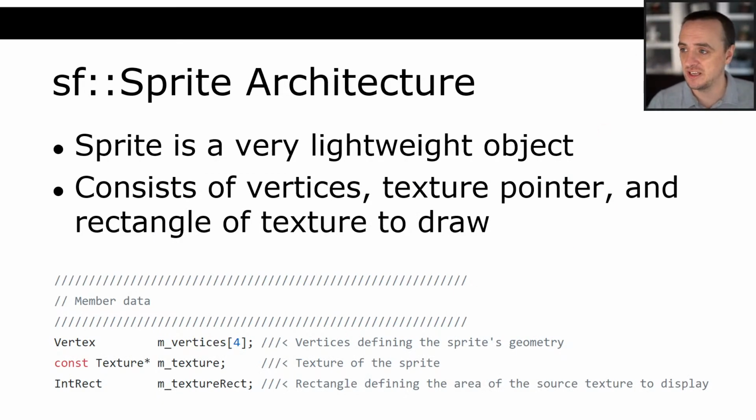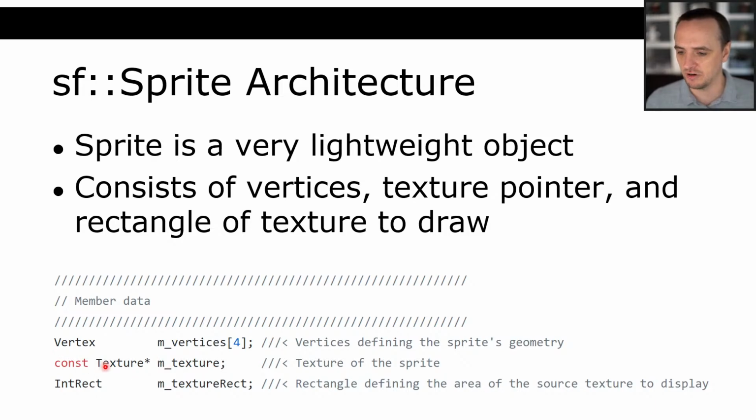How is the sprite actually implemented within SFML? Well, it is a very, very lightweight object. So it consists of vertices, a texture pointer, and a rectangle of the texture to draw. So what does that mean? Well, down here, this is literally copied and pasted from the source code of the sprite object within the SFML code. So you see here that a sprite consists of 4 vertices. So the vertices are the XY location of the 4 points that actually are going to be specifying the geometry within your game world. And that's set for you by the size of the object. You won't have to worry about manually setting those vertices.